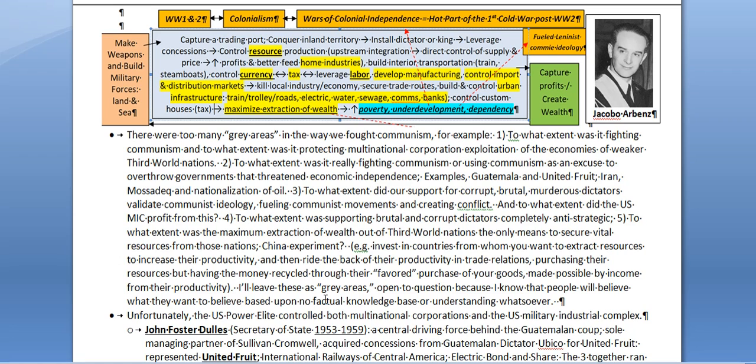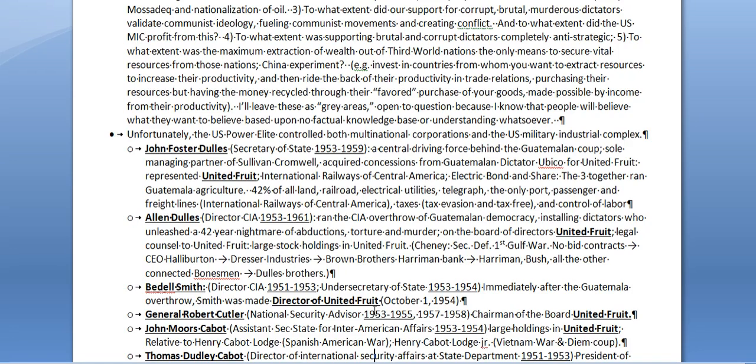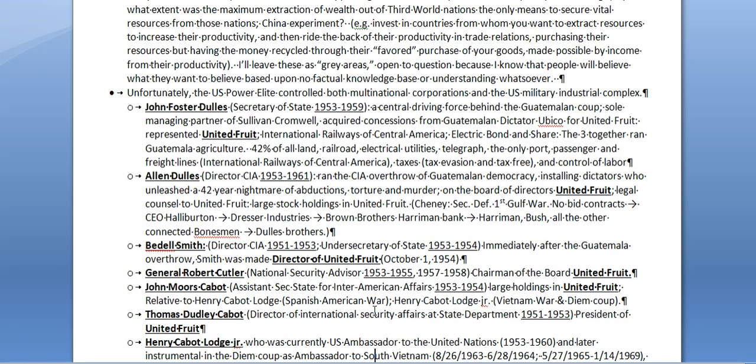All right. Anyways, I'll leave these as gray areas, open to question, because I know that people will believe what they want to believe based upon no factual knowledge base or understanding whatsoever. They'll know nothing about the real background behind this. They won't even remember any of this. All they'll know is a big wave. Everyone's saying, bullshit, it's bullshit, it's not for real. That's all they'll know. And then they'll get all mad. They'll get all crazy angry. They're attacking my patriotism. All right.